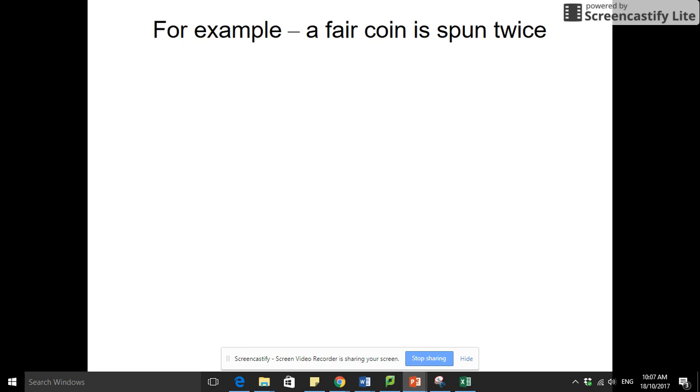Okay, for example, a fair coin. What they mean by a fair coin is that it has a heads on one side and a tails on the other side. It's not trying to trick you. And it's spun twice. So let's look at our diagram.